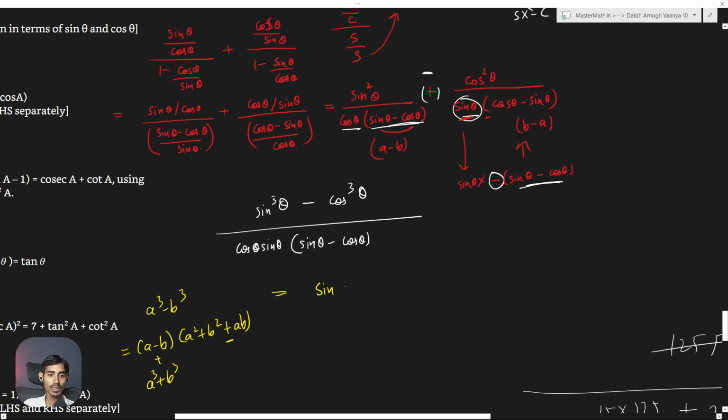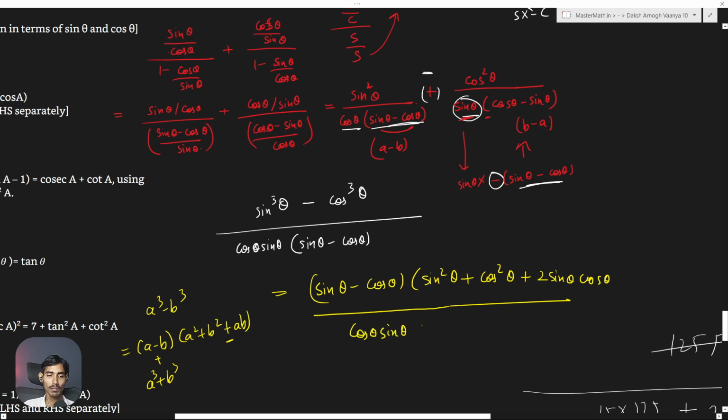Now this is sine theta a minus b, sine theta minus cos theta, sine square theta a square plus b square. You can continue noting also because I need to wind up. 2 sine theta cos theta, divided by cos theta sine theta minus cos theta. So now you would be relieved. This is done. This is 1 sine theta cos theta. This is gone.